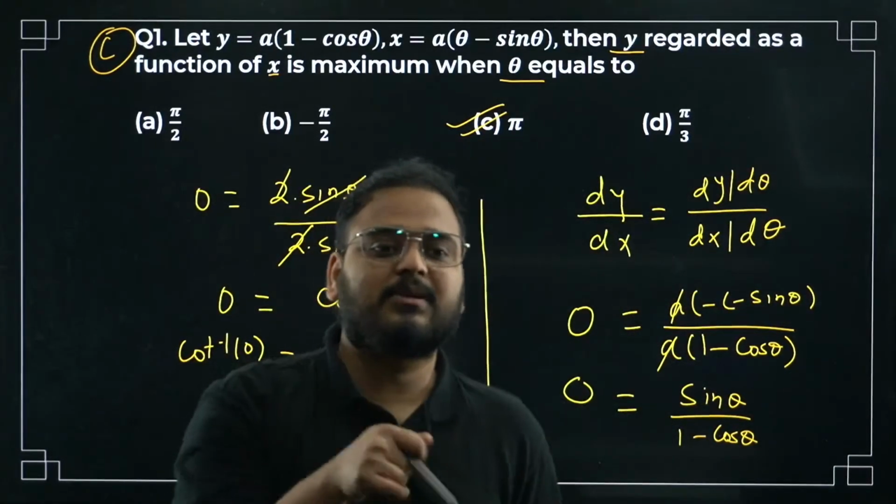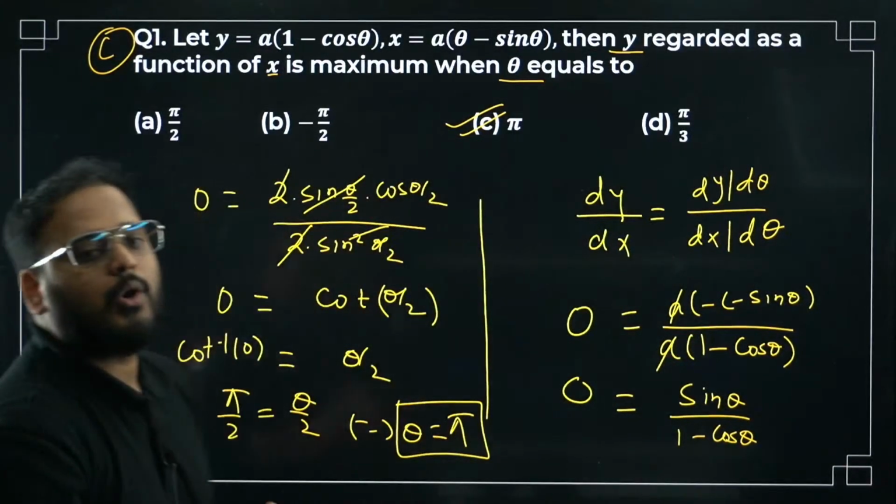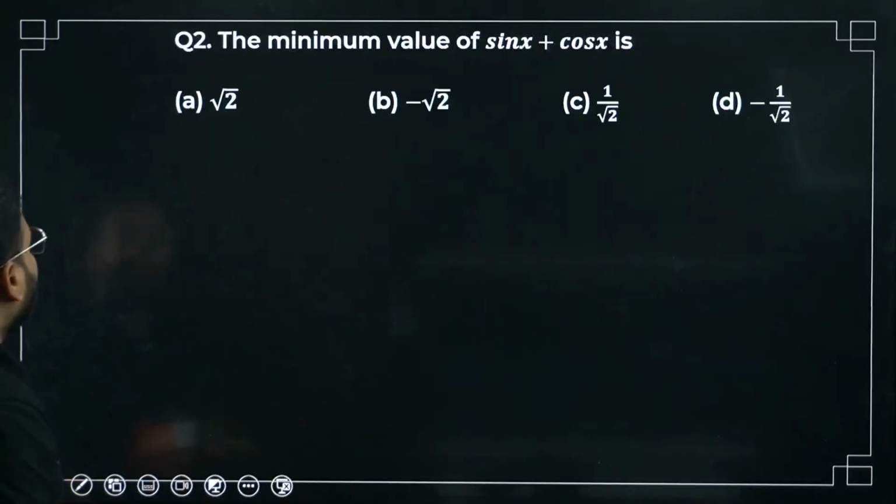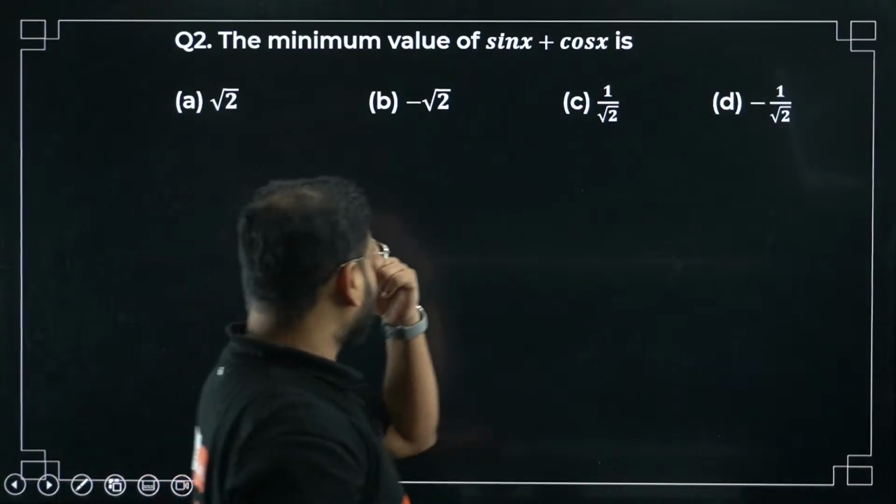If you have any doubt, you ask me in the comment section. I'll move on to question number 2. Okay, this is clear. Everything is visible over here. Let's move on to question number 2. The minimum value of sin x plus cos x.